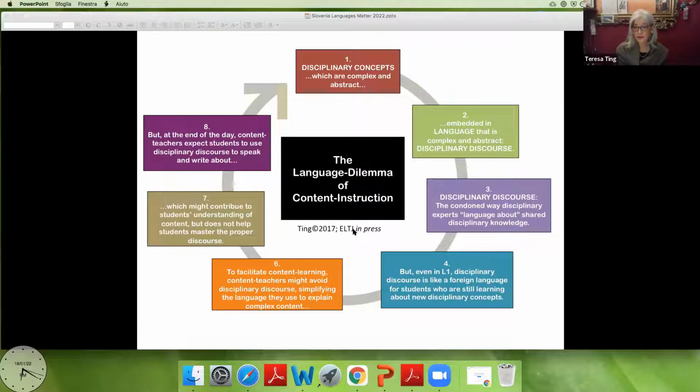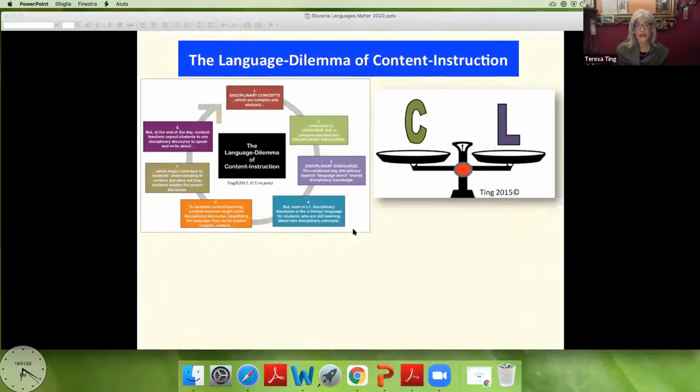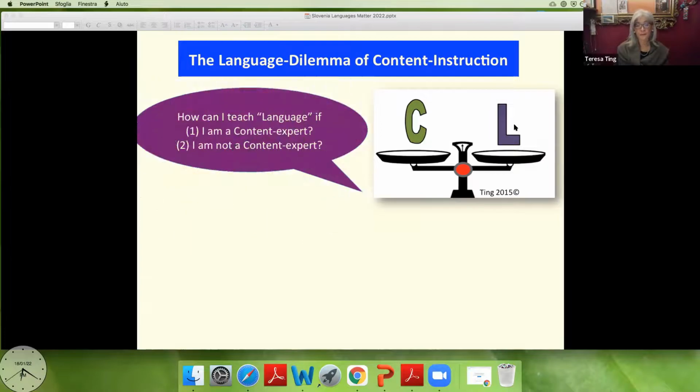So this is the language dilemma of content instruction. Now, if you look at this language dilemma, what this dilemma is basically a balance of concepts and the language of those concepts. Okay, disciplinary discourse. So disciplinary concepts and disciplinary discourse. Now, here is the dilemma also.